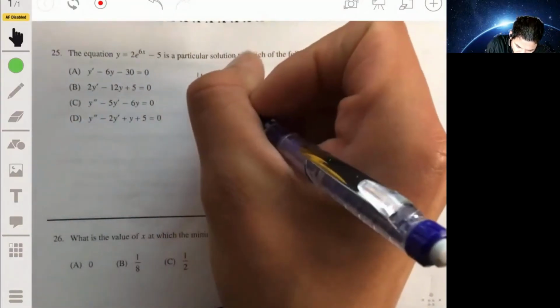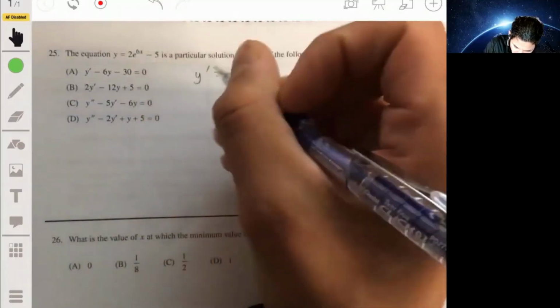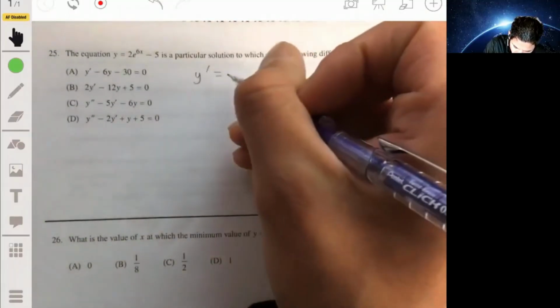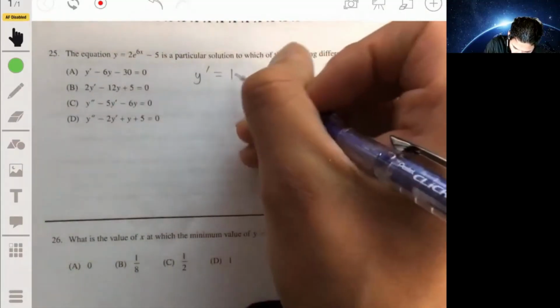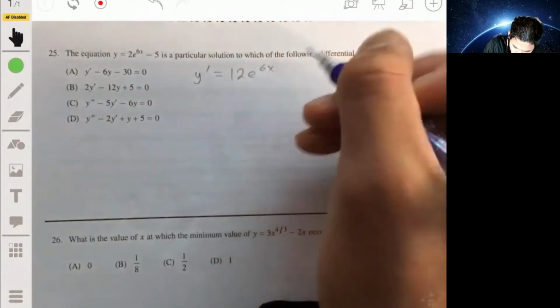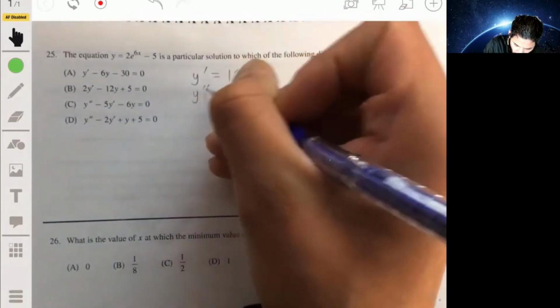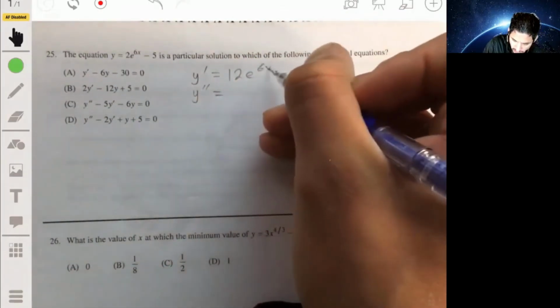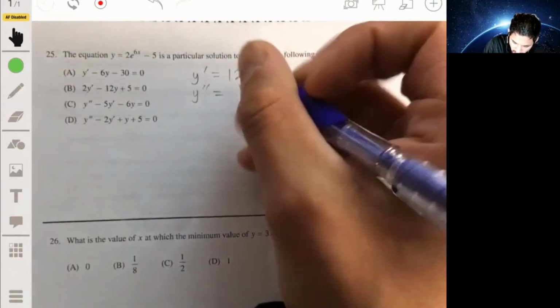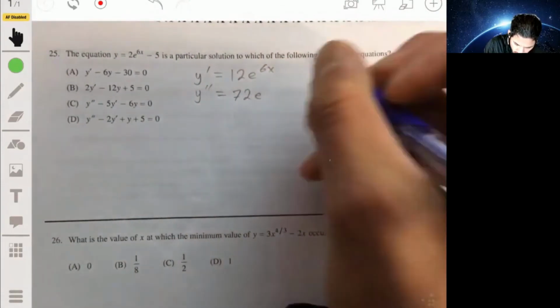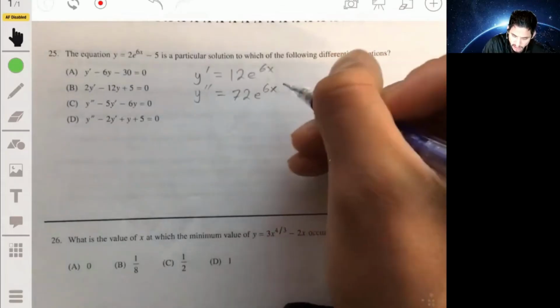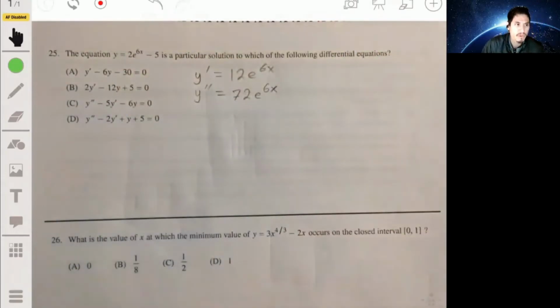So let's find y prime. This will be equal to 6 times that whole thing, so 12e^(6x). And then y double prime will be, again, we take the derivative of 6x, times it by 12, so 72e^(6x). And then let's just check them one by one.